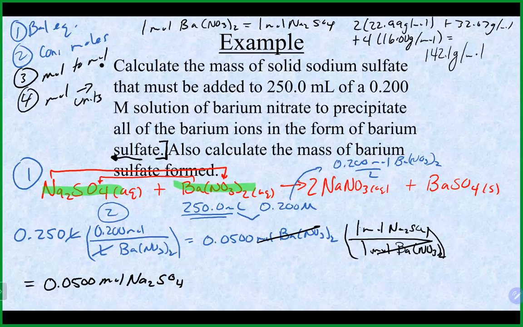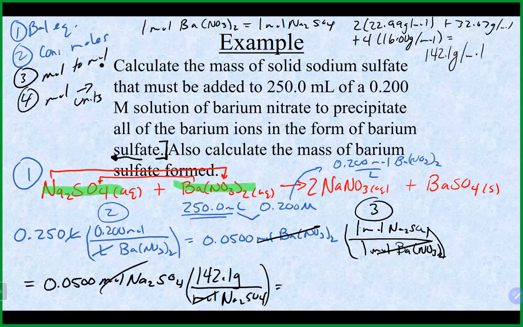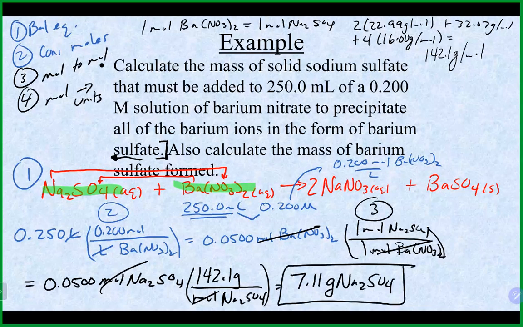And we'll use that as our final step after we did our third step here, which is we want the grams up on top. So 142.1 grams per mole of sodium sulfate. The moles will cancel, and that will get us 7.11 grams of sodium sulfate. That technically would not be a yield because that's a reactant. So that's how much of the reactant we would need to put in there. And that obviously would be our fourth step.